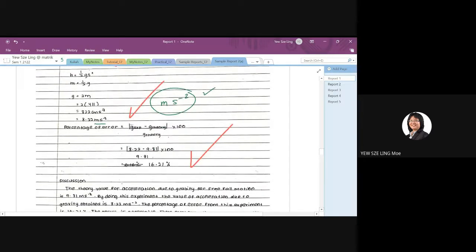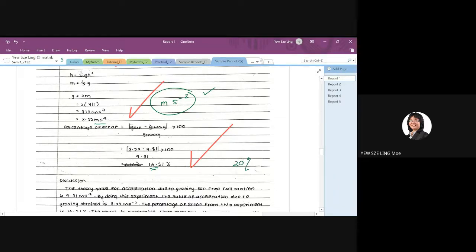So from here, you see you got such a huge error because of what? Because of your graph. You got the wrong scale in your graph, therefore your gradient is wrong. So in your calculations, you got more than 10% error. In this experiment, it is actually quite hard to get an error of more than 5%. You got more than 5% because of the error you made in your graph. You got 16.21% error, even though it is still within the acceptable range. I told you already, the acceptable range is 20%.